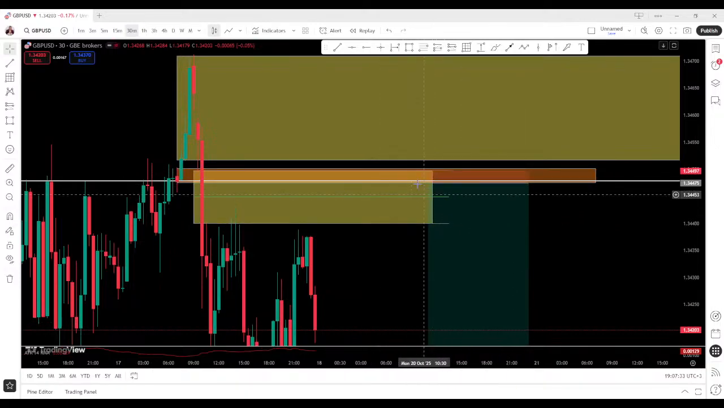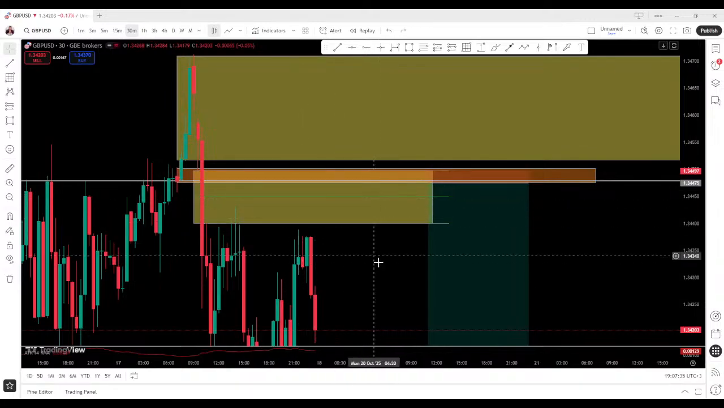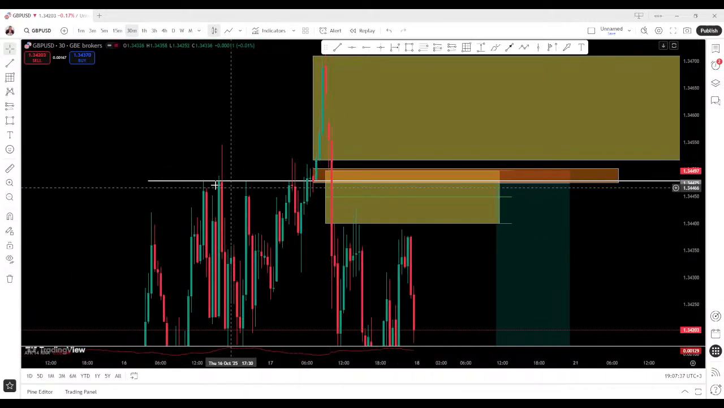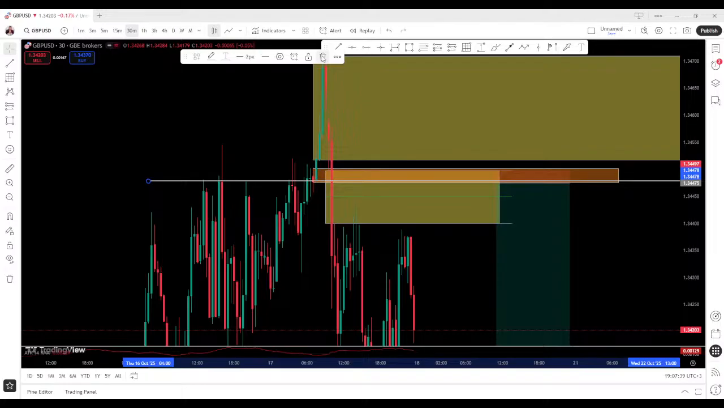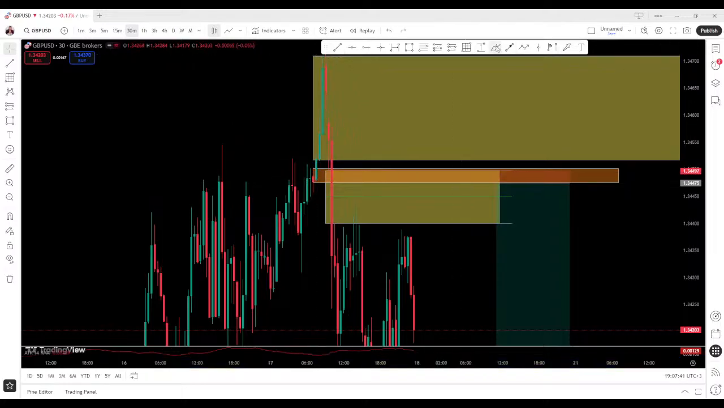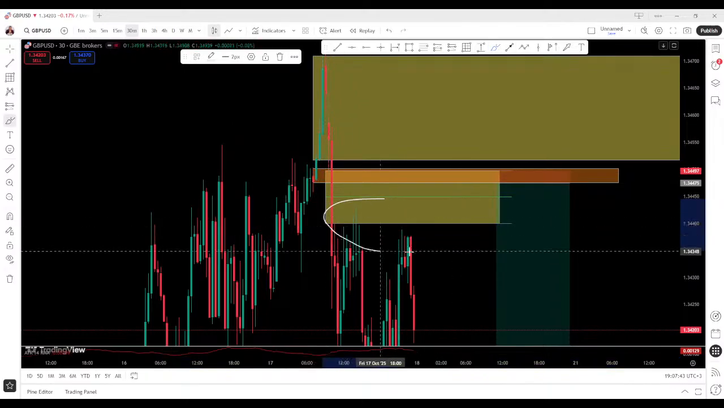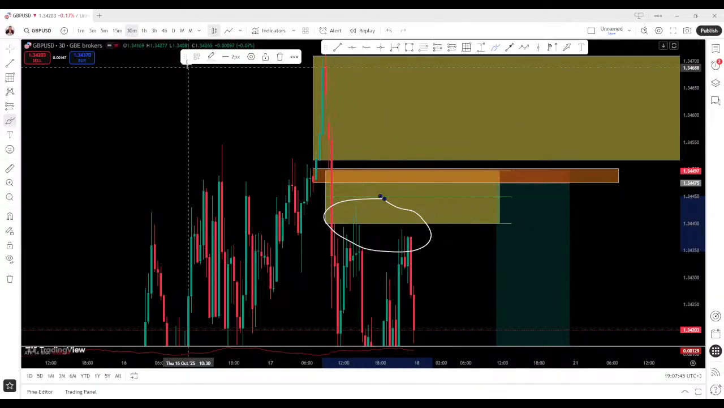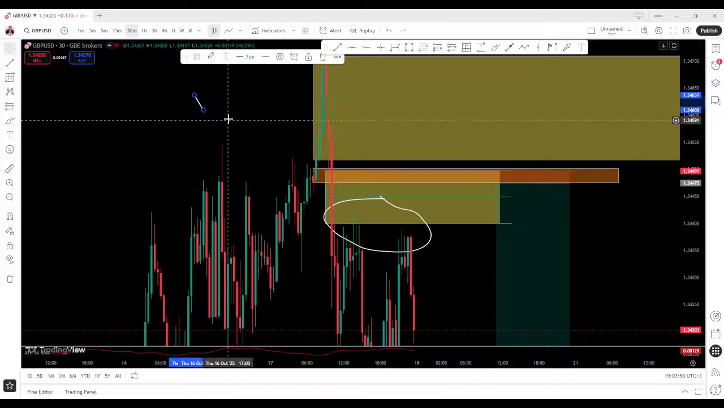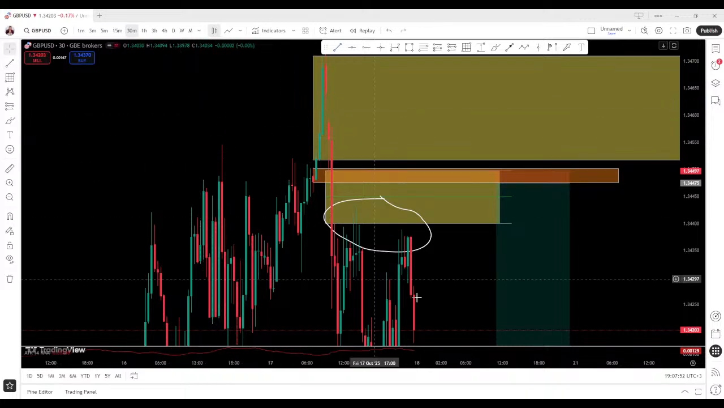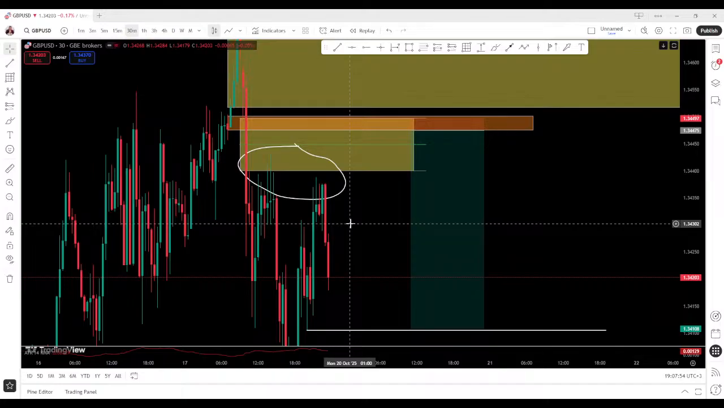This move. And you can see this move is above what? It is above liquidity. Can you see this? It is above liquidity. So that means that is one of the most probable trades you will see tomorrow.